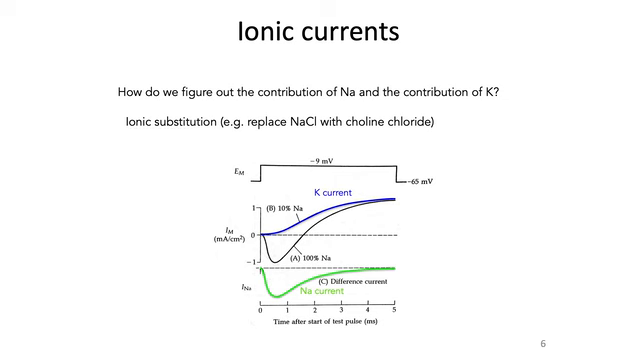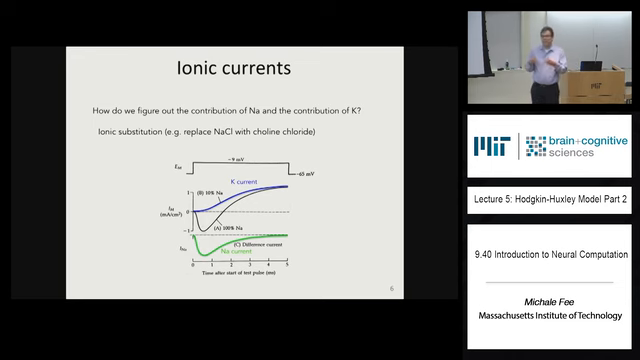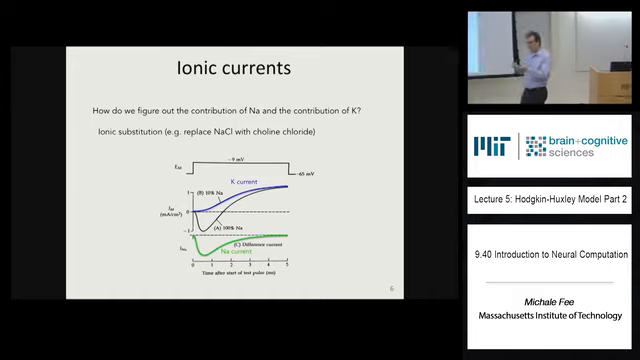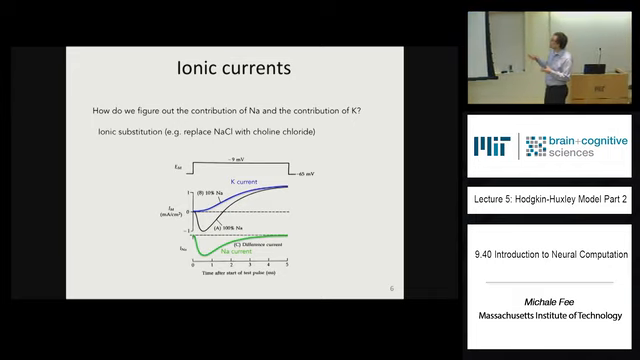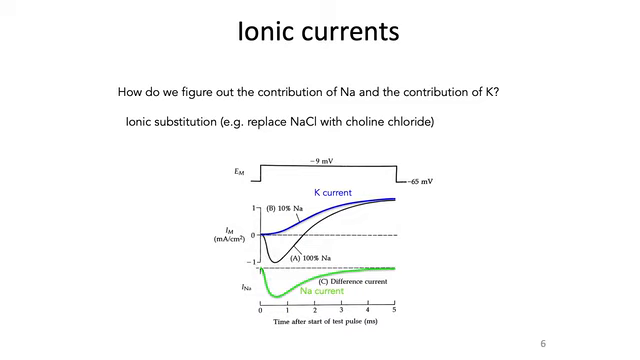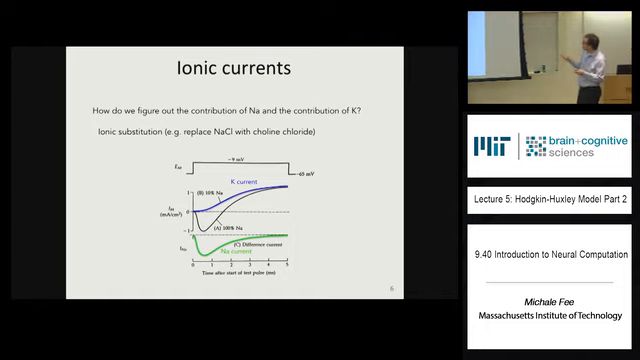Last time we talked about how we can dissect these two phases of the current, this negative phase and this positive phase, into two different ionic conductances. They did that experiment by replacing the sodium in the extracellular solution that the axon was sitting in with a solution that has no sodium in it. They replaced it with choline chloride. Choline has a positive charge and chloride, of course, has a negative charge, and so you can replace the sodium chloride with choline chloride.